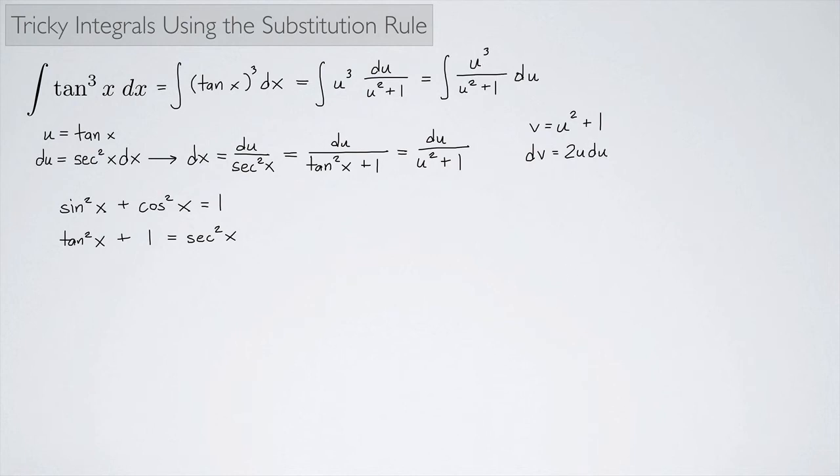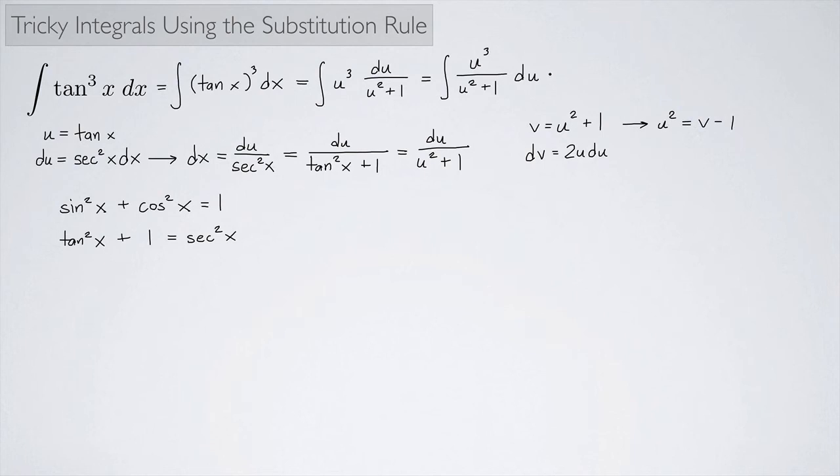Well, I have u cubed du. Does that help me at all? Let's think about this. Well, remember that u squared is v minus 1. We saw this trick before, kind of doing the substitution and then solving for the other variable here. So u squared is v minus 1, and u cubed, remember, is u times u squared.